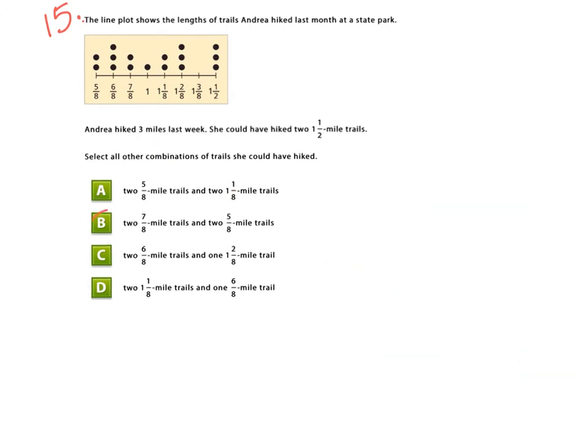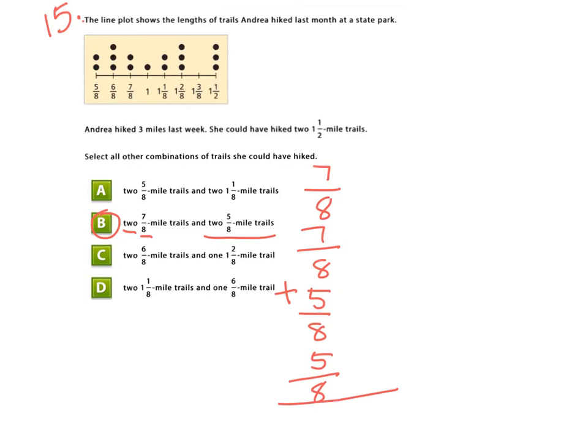So on option B, we have 2 7/8. So let's write 2 of them out. And then we have 2 of 5/8. And we are going to add these fractions up. So we're going to add all the numerators together. So 7 plus 7 plus 5 plus 5 will equal 24 over 8.